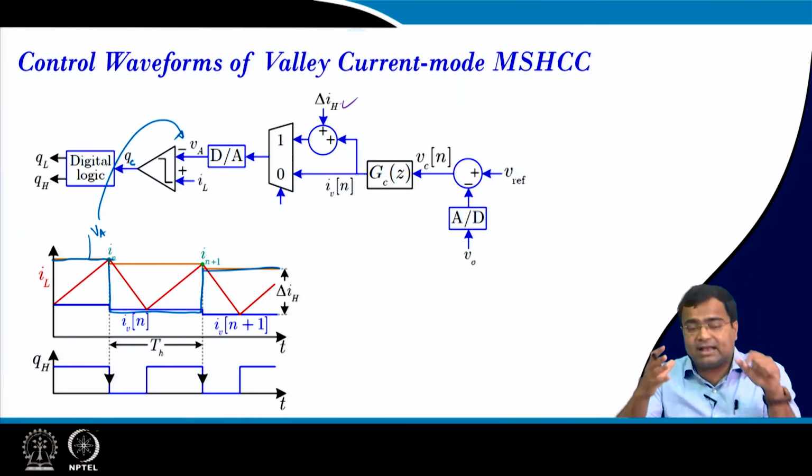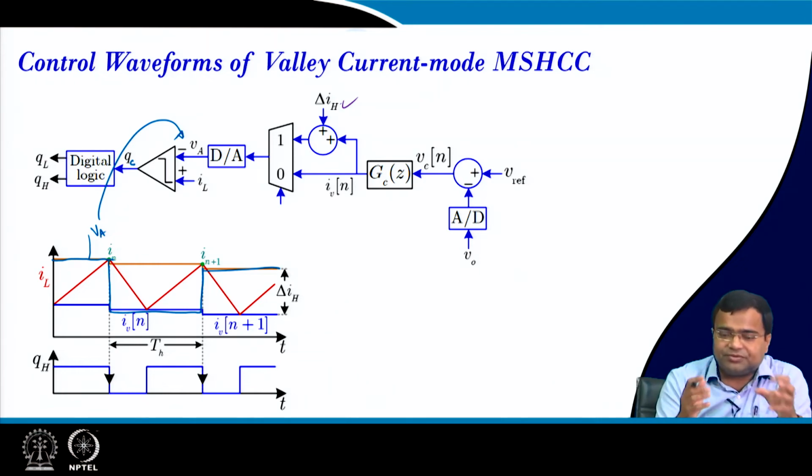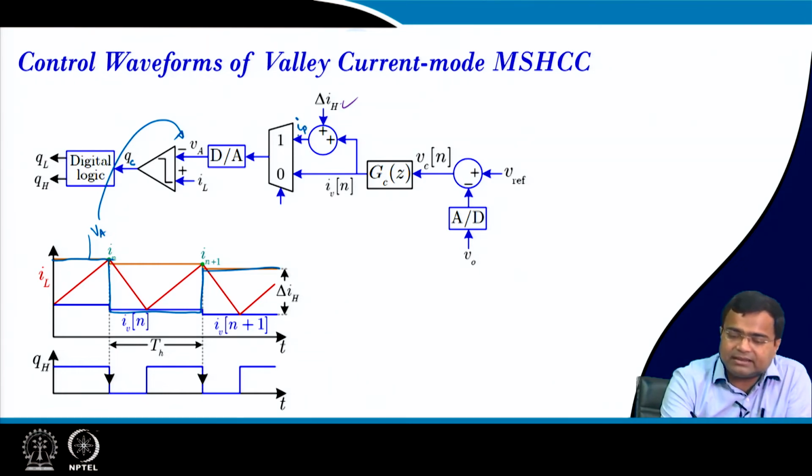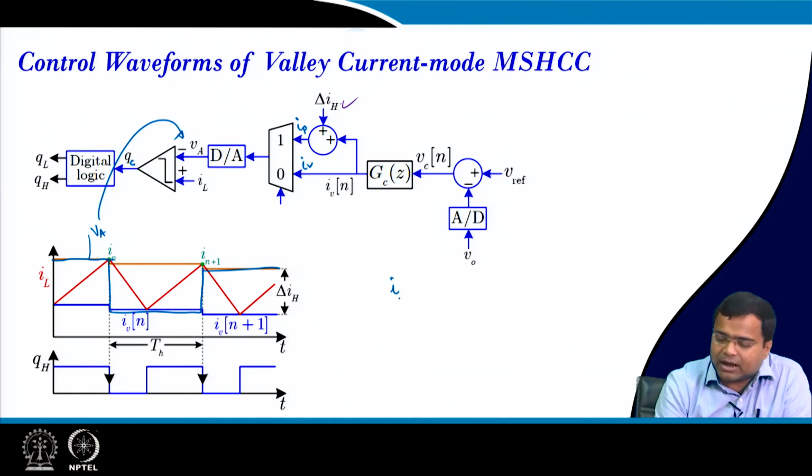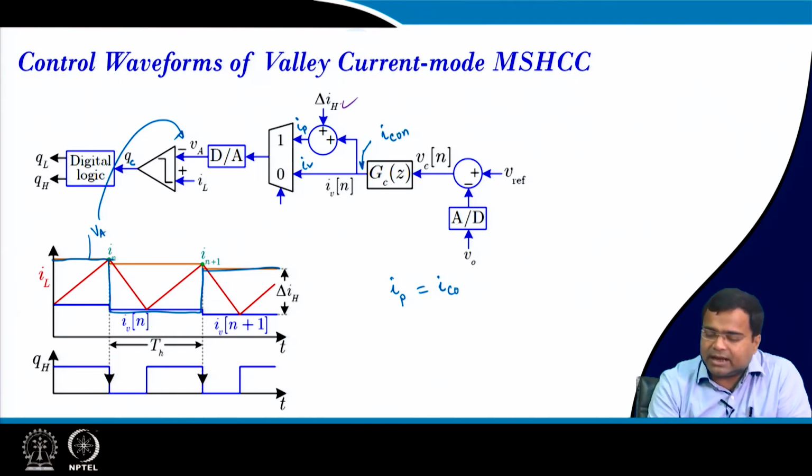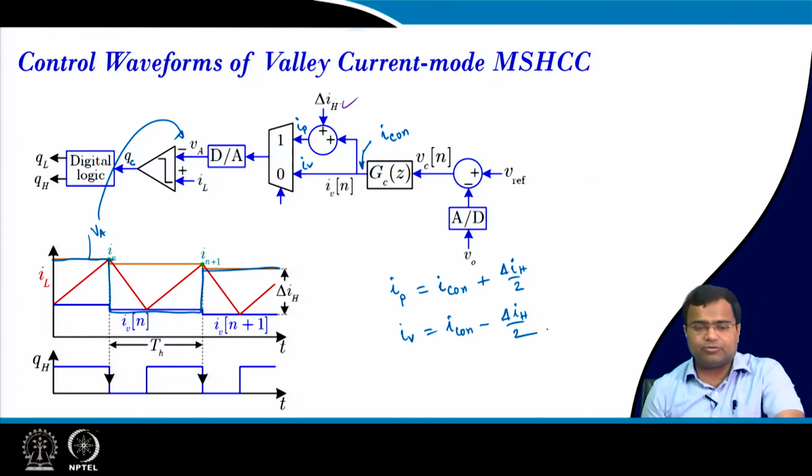And if I ask you how to do average current mode control, this is my peak and this is my valley. So, what I will do? If this point is, let us say, the controller output I_con, I will set peak equal to I_con plus delta IH by 2, and I valley is I_con minus delta IH by 2. By that way we can do average current mode control.